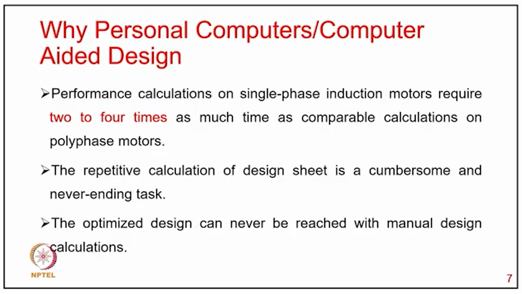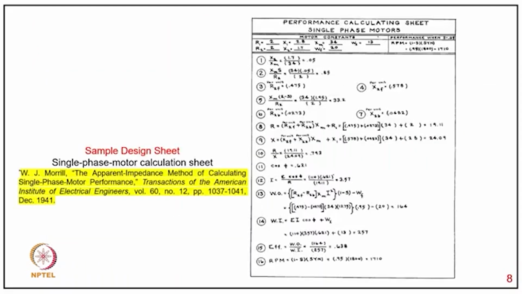So why is computer design required? The calculation on single phase induction motors requires 2 to 4 times as much time as comparable calculation of polyphase motors, and the repetitive calculation of the design sheet is a cumbersome and never ending task. So the optimal design can never be reached with manual design calculation, and this is, as an example, the performance calculation sheet for a single phase induction motor.